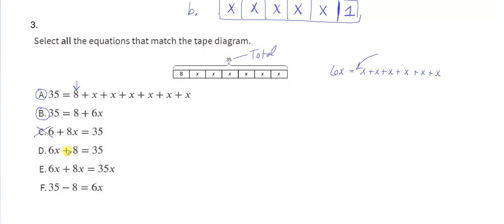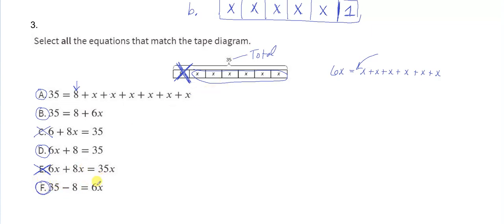This one goes back to what we do have, which is we do have 6 x's and we do have a singular 8, and it's okay to switch their sides. Property of equality. Fine. E, we can't just throw x's on the 35 and the 8 because they are not unknown quantities. Those are known quantities, so we can't do that. And then lastly, F is a controversial one, but if you took this 8 away from the 35 total, what would you be left with? You would be left with 6 x's. So that makes sense to me as being a correct equation to match the diagram.